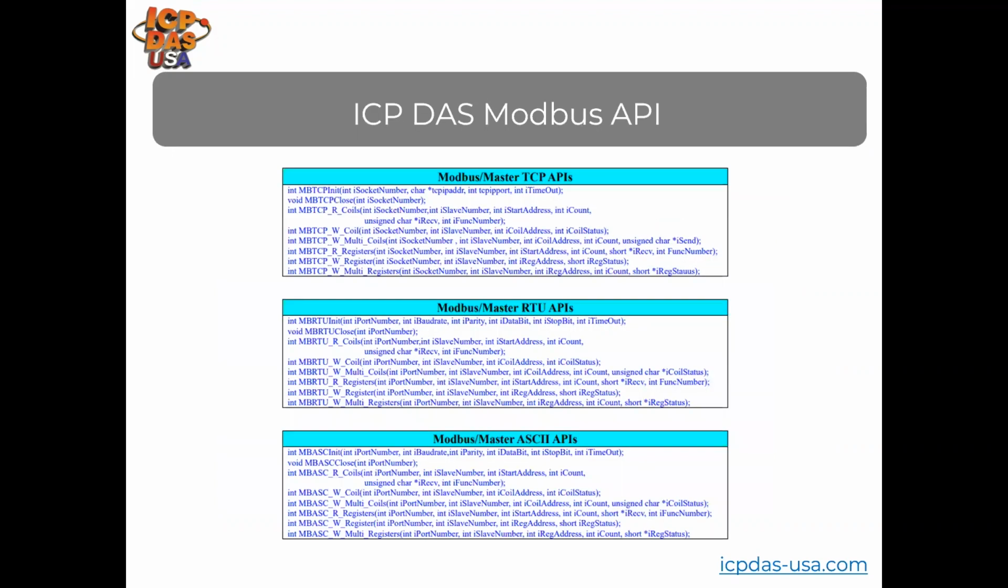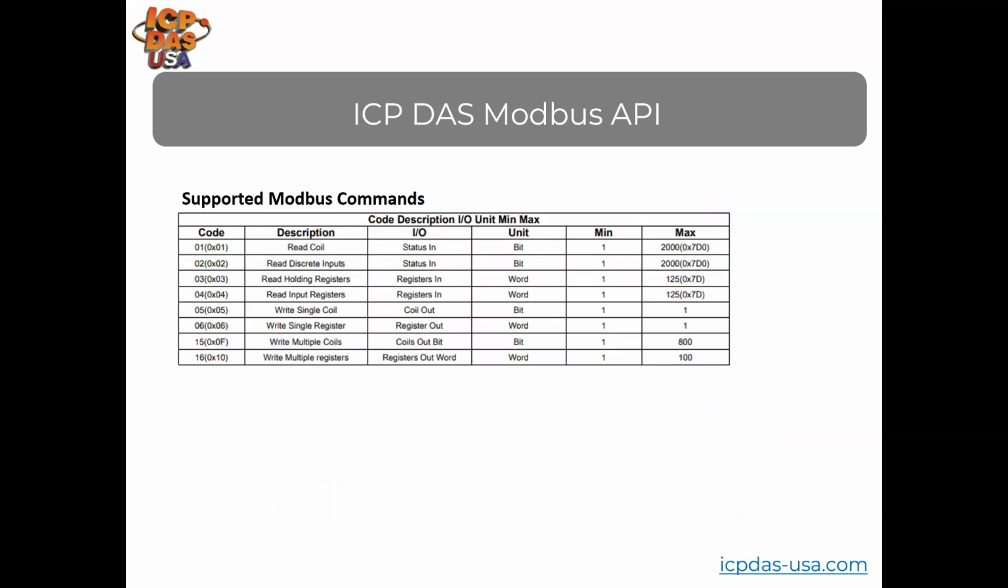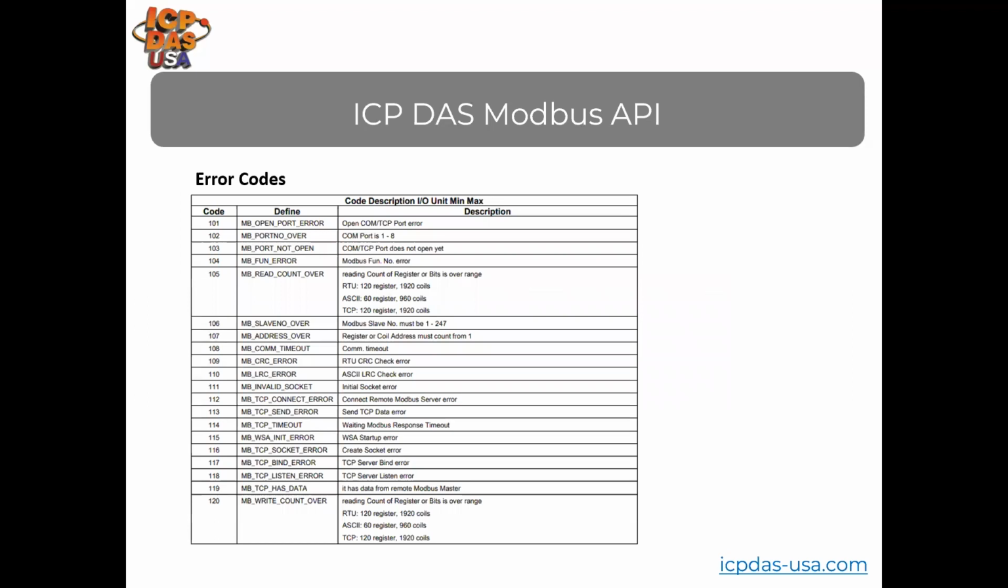We provide an ICP DAS Modbus API. It includes functions and libraries for implementation of Modbus-based master communication on Windows-based PCs or programmable automation controllers. The ICP DAS Modbus API includes many functions for reading and writing to registers and coils, getting status, and more. Many Modbus commands are supported, including read coil, read discrete inputs, read input registers, and writing to coils. Error codes provide information for troubleshooting and debugging applications, like timeout, socket error, check error, listen error, and more.